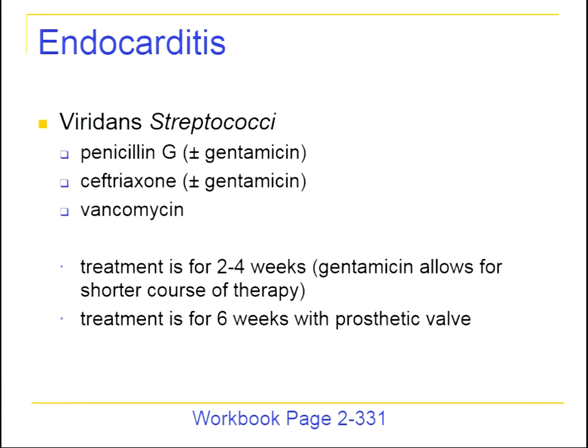For viridans streptococci, the recommended therapy is either penicillin, ceftriaxone, or vancomycin. Treatment is for 2 to 4 weeks. Streptococcal endocarditis is where we use an aminoglycoside to shorten the course of therapy. So adding an aminoglycoside to the beta-lactam can decrease your length of therapy from 4 weeks to 2 weeks, and that can be a huge issue.